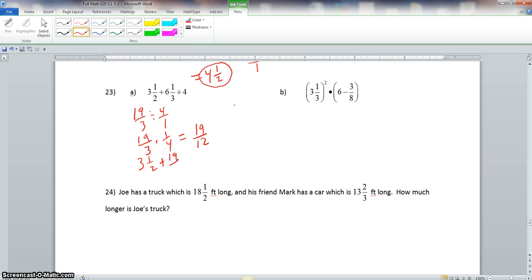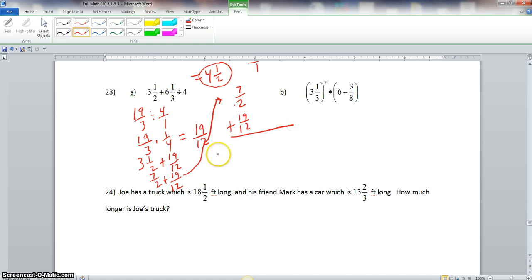plus 19 over 12. Now, what we could do is change this 3 1/2 to an improper fraction. Let's do that. 3 times 2 is 6, plus 1 is 7. So this is really 7/2 plus 19 over 12. Now we go over here. We need a little bit more space. I'll just say here, so we'll write this vertically. We'll have 7/2 plus 19 over 12.